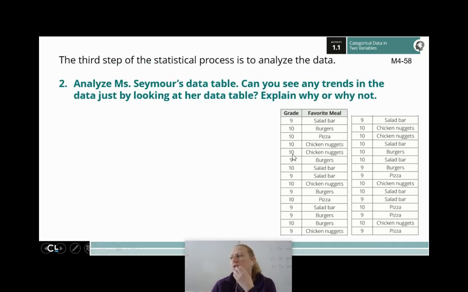You know, this is great. She has this lovely table. But just looking at Ms. Seymour's table, because the third step of this, so the first step is to formulate a question, to figure out how to collect your data. The second step is to collect all the data. Third step is to analyze the data. So here's Ms. Seymour's table. We'd like to analyze Ms. Seymour's table. Can you see any trends in the data just by looking at her table? And tell me why or why not. Hit pause, write it down, hit play to keep going.